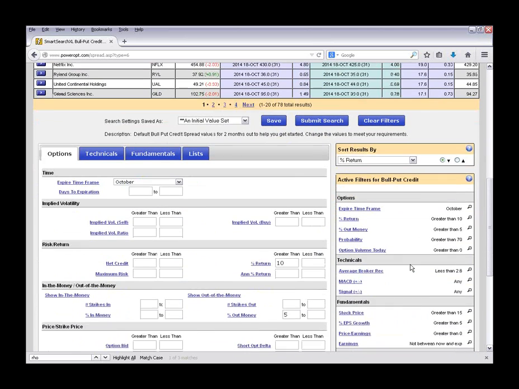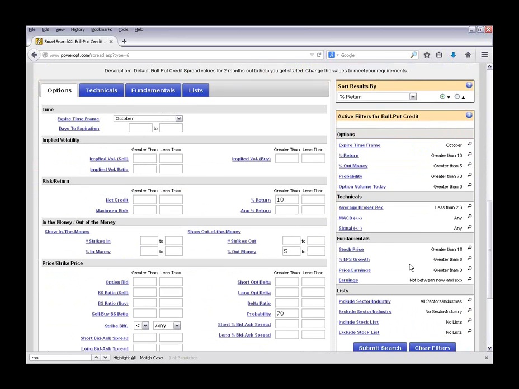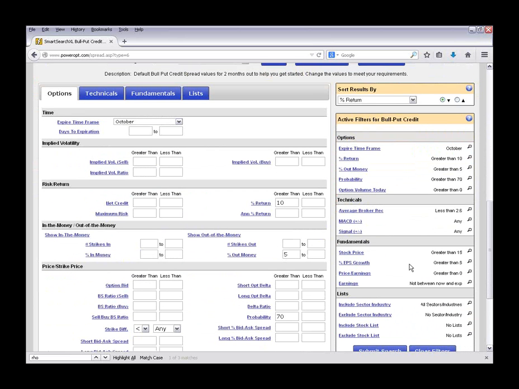What I want to do is talk about trade structure and your trading plan. I'm interested in trading bull put credit spreads. In a bull put credit spread, we sell an at or out of the money put. We buy a lower strike put that's deeper out of the money.